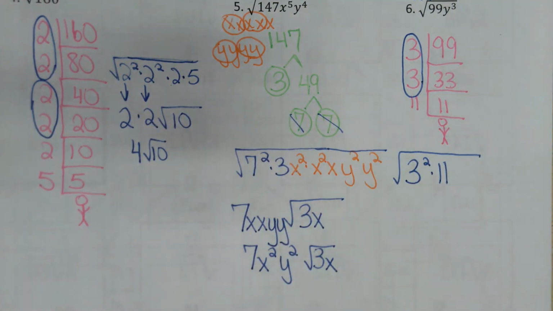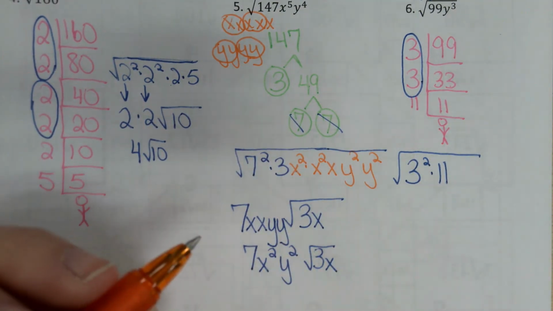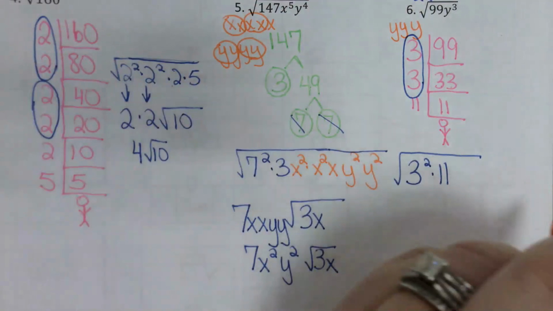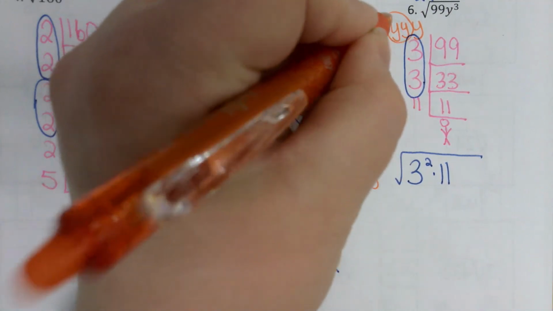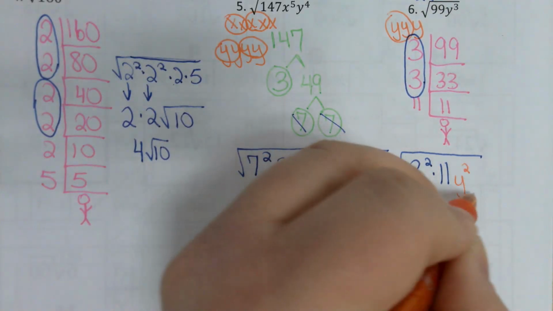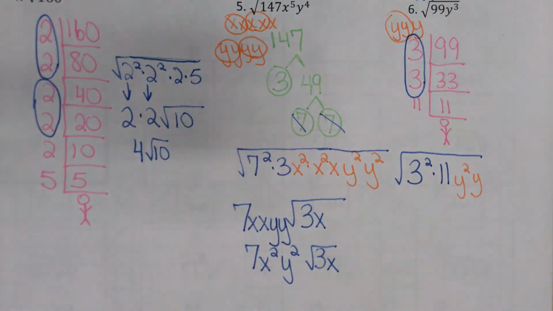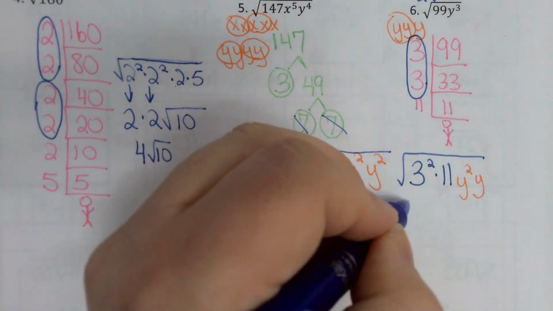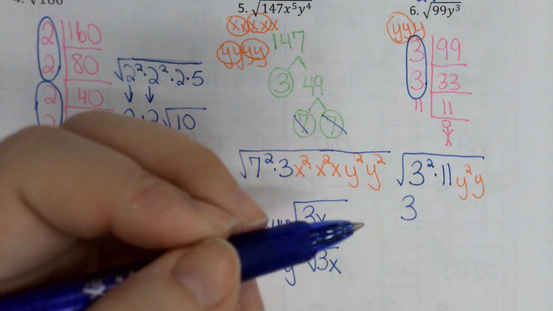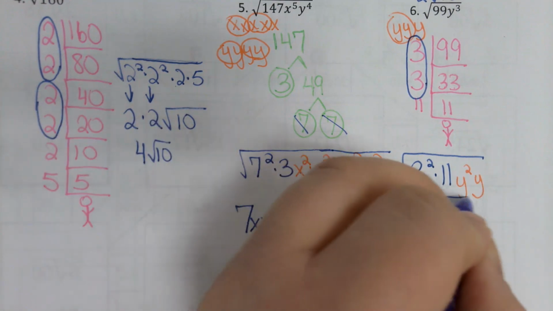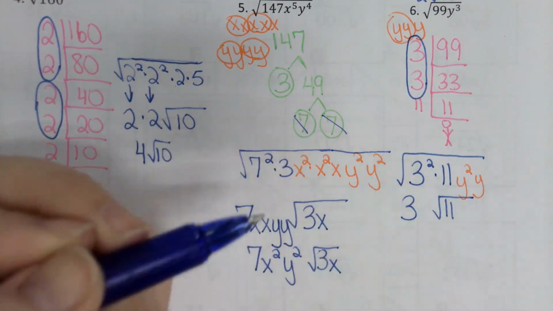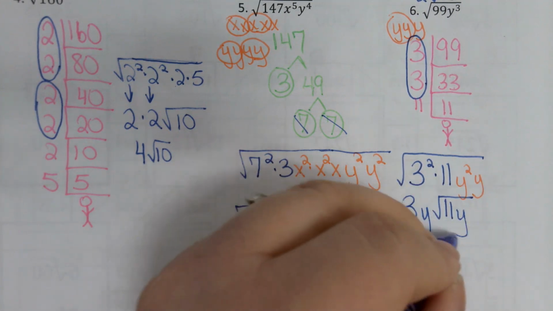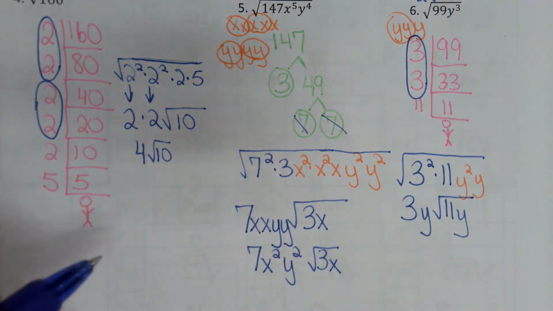And if I'm looking at the variables, y cubed means I have 3 y's, and I pair them up, y squared and 1 little y left over. It's time to simplify. Square root of 3 squared is 3, and 11 has to stay in. Square root of y squared is y, and this y has to stay in. So 3y square roots of 11y.